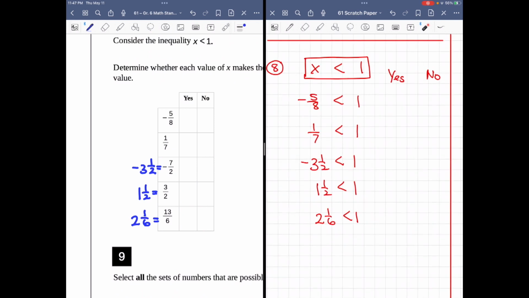Here we go. So first one, -5/8 is less than 1. And a negative is always less than a positive, so this one is true. This is a yes. Check off yes. Next one, let's test 1/7 is less than 1. So this is a whole number. This is a fraction less than 1. So it is true that 1/7 is less than 1. Check off yes.